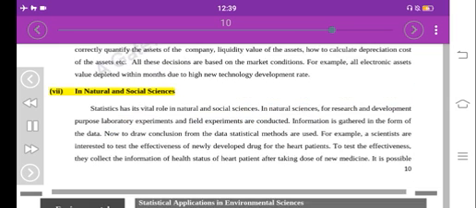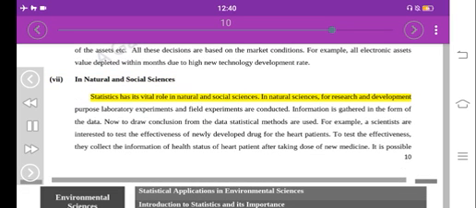In natural and social sciences, statistics has its vital role. In natural sciences, for research and development purpose, laboratory experiments and field experiments are conducted. Information is gathered in the form of data. Now, to draw conclusion from the data, statistical methods are used.